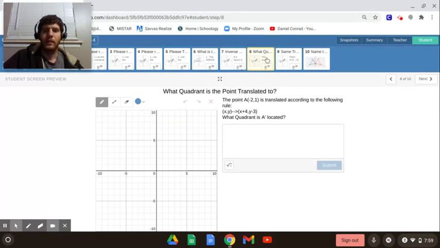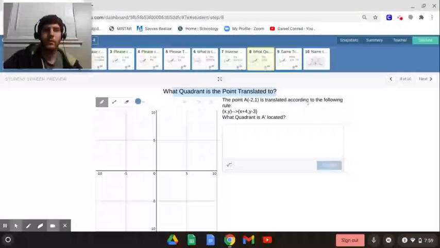All right, slide 8 here. What quadrant is the point translated to, or into? It really should say into.